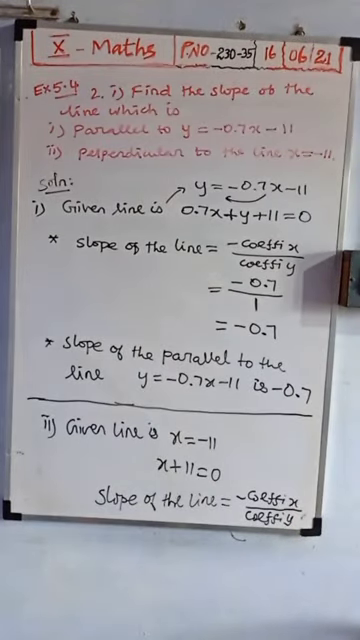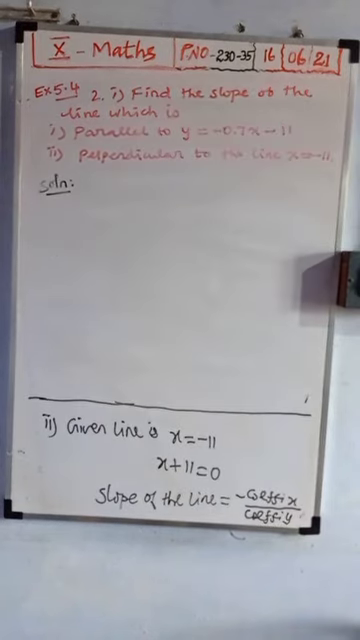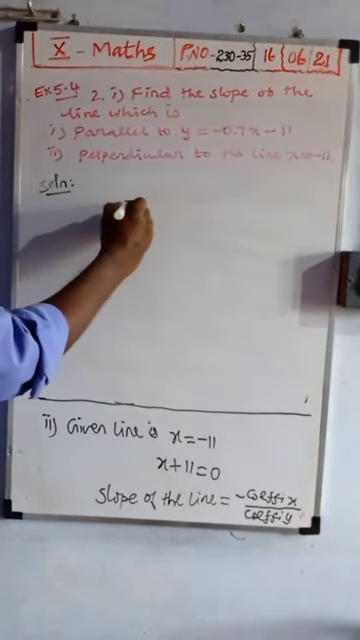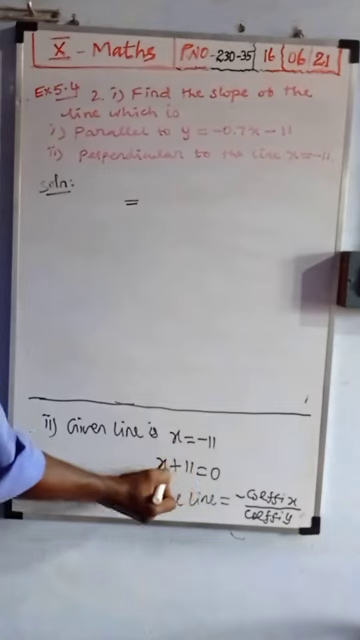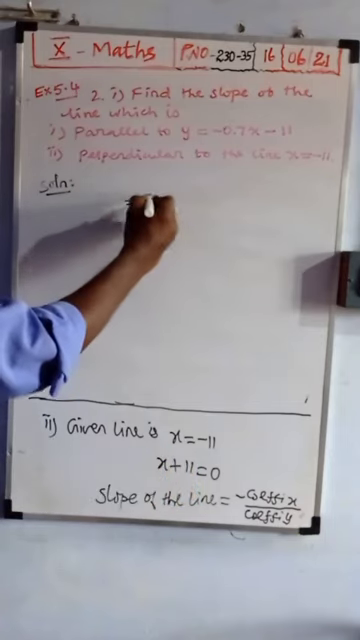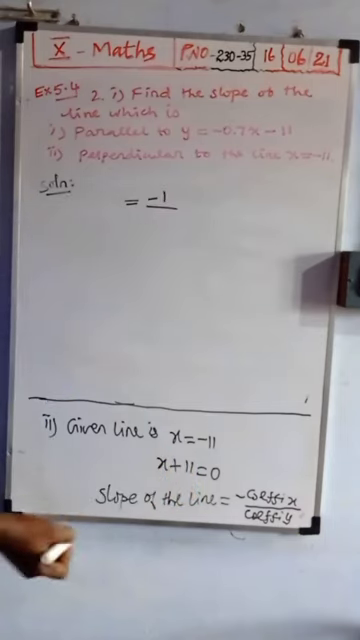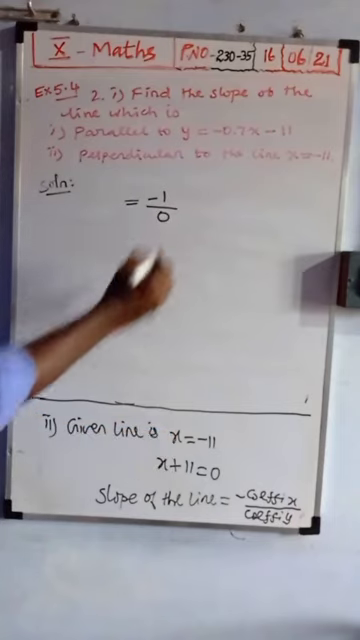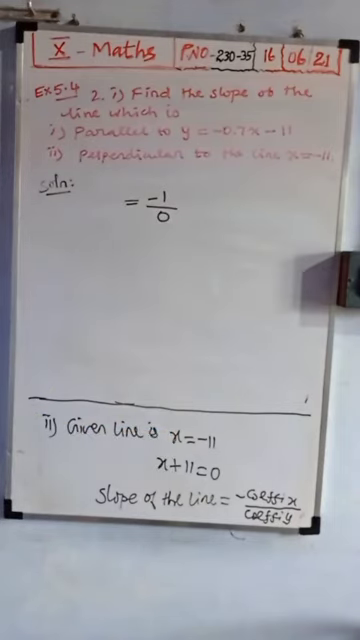Slope is minus coefficient of x by coefficient of y. So you are substituting: the x coefficient is 1, so minus 1 divided by the y coefficient. It is not there, the y term is missing, so 0.